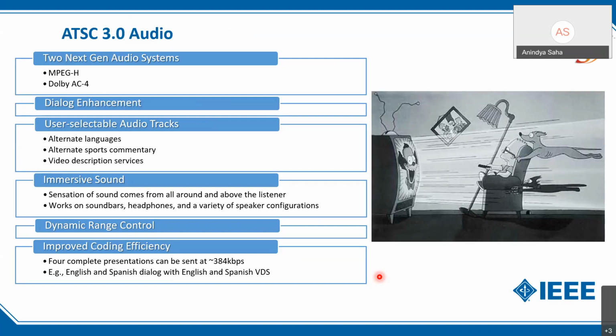And this gives the ability, because of the new generation audio decoders, that now you can send 4 complete presentations in 384 kbps, where earlier you were able to send only 2 of them. So a significant amount of enhancements, especially in terms of personalization of audio, is what has gone into ATSC3.